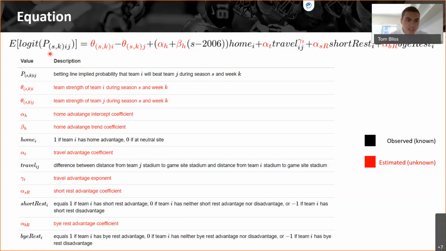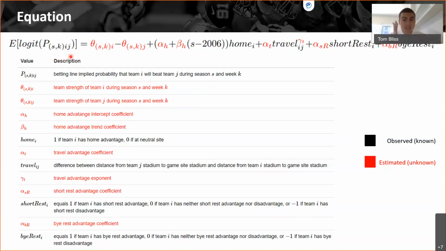So the first term I'm going to highlight here is our dependent variable. This is on the left-hand side of the equation. This is our y. This is the variable that we're using to sort of drive the model. So what we have here is the betting line implied probability that team I will beat team J during season S in week K. So for example, let's say the Raiders played the Chiefs week 5 last year. It would be the probability in season equals 2019, week equals 5, that team I, the Chiefs, will beat team J, the Raiders.